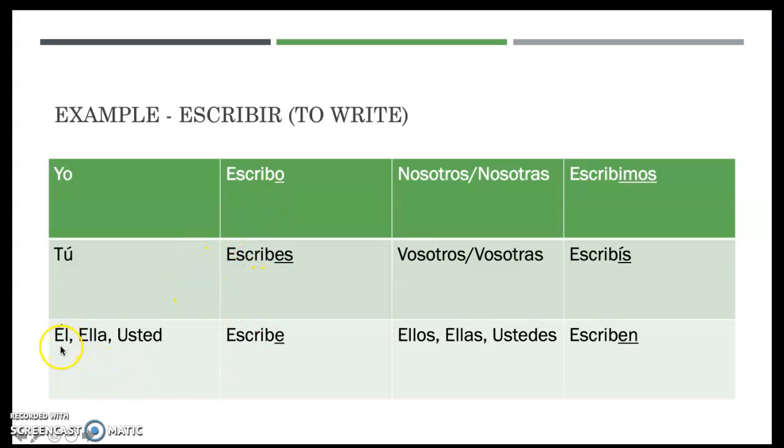He writes, she writes, él and ella, he and she writes. Usted, you write, you formal. Nosotros escribimos, we write. Vosotros escribís, you all write. Ellos, ellas, they write. And ustedes, you all write.